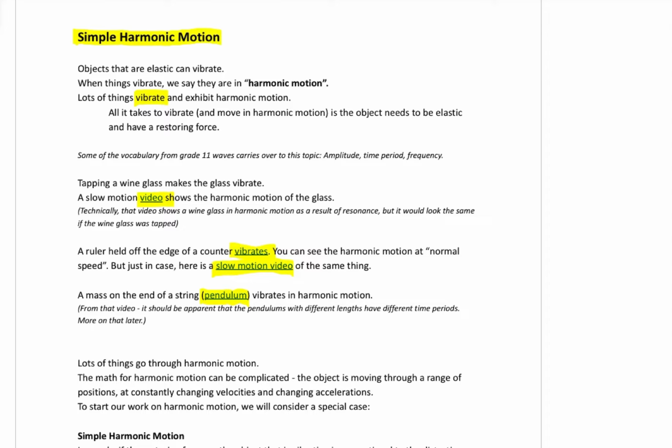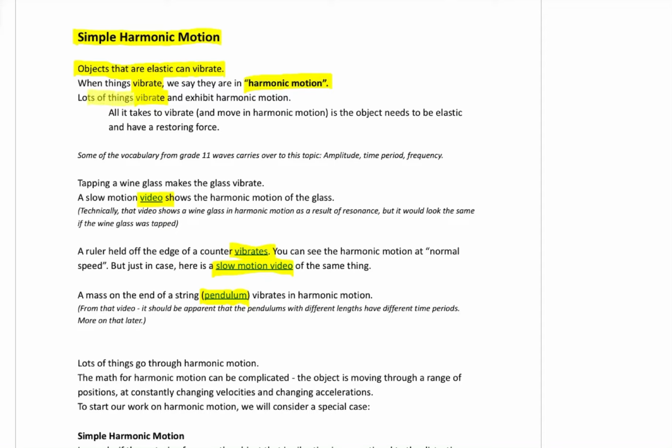In grade 11, what hopefully you remember is if an object is described as elastic, elastic means it tends to snap back to its original shape. If an object is elastic, anything that's elastic can vibrate. And when something is vibrating, the fancy physics word for vibrating is that it's going through harmonic motion.